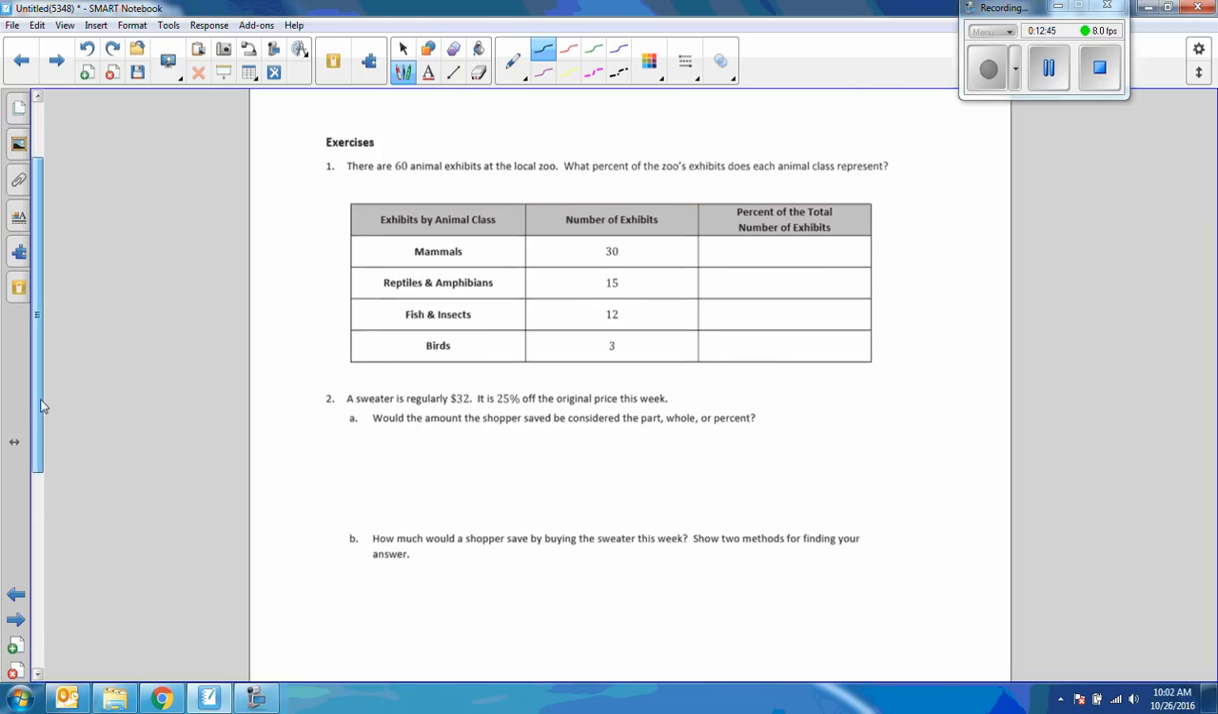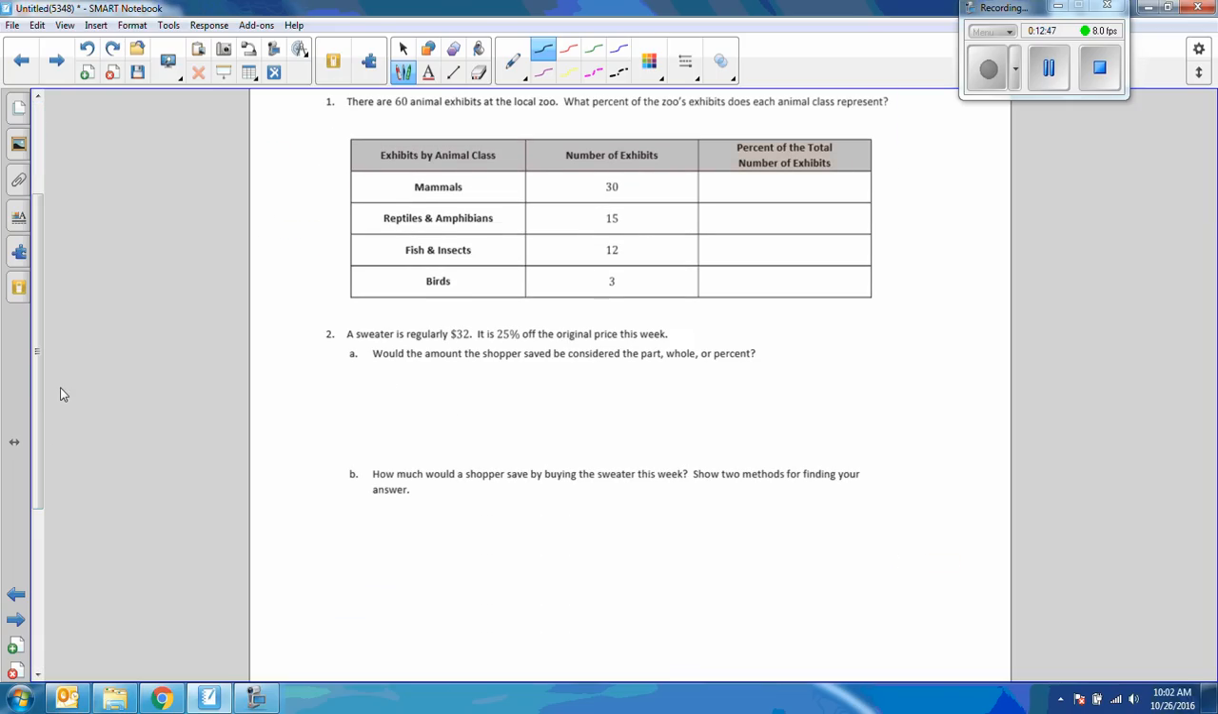Exercise 1. There are 60 animal exhibits at the local zoo. What percent of the zoo's exhibits does each animal represent? Okay. Well, you have to understand that percent is out of 100 and total is 100%. So we need to know total. So the first thing they tell us in this question is there are 60 animal exhibits at the zoo.